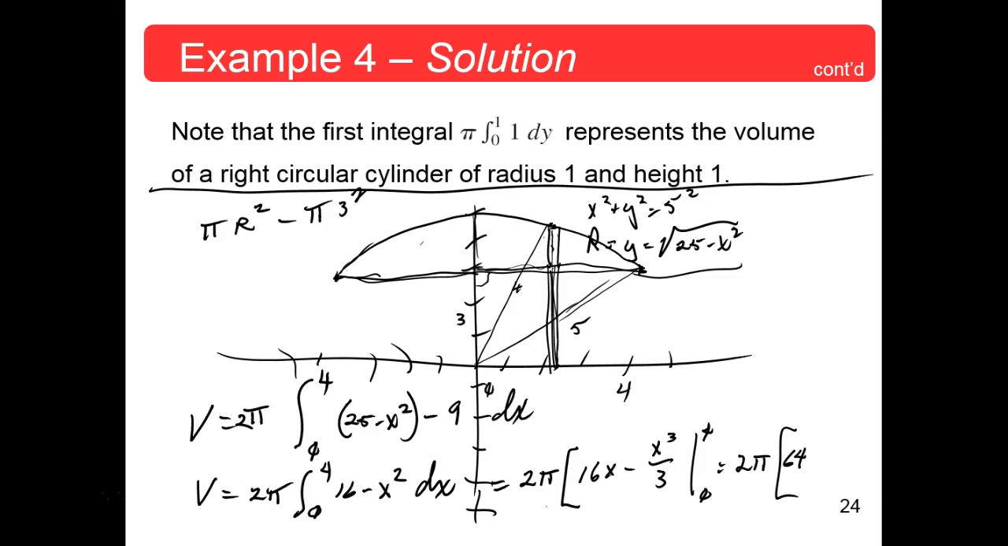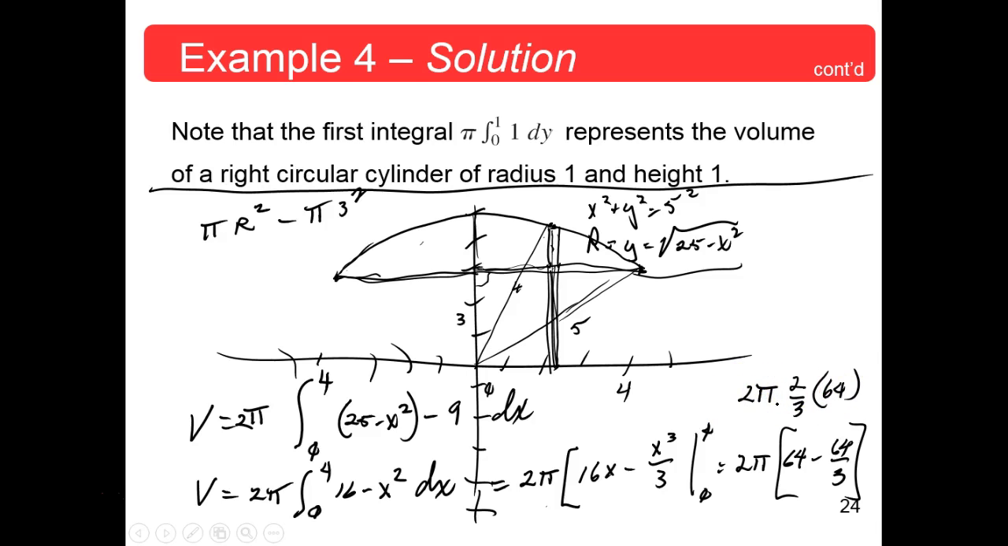64 minus 64 thirds, right? Well, 64 thirds is 1/3 of 64, so this is minus 64 thirds. So what's going to be in here is 2/3 of 64, right? That's a weird way to do it, but 2/3 of 64. And that's multiplied by 2 pi.